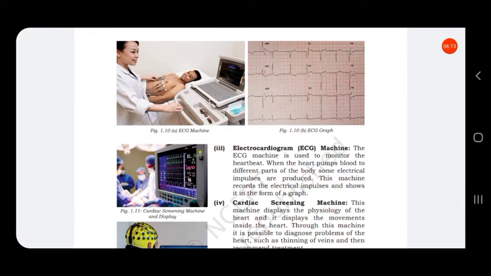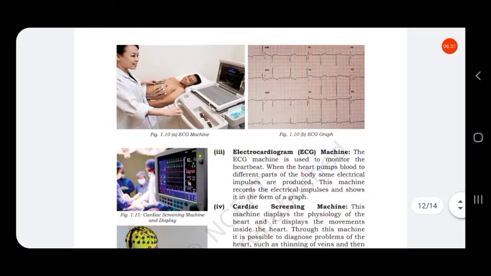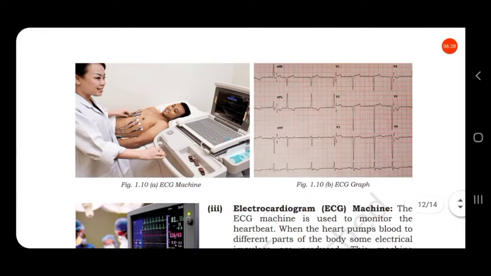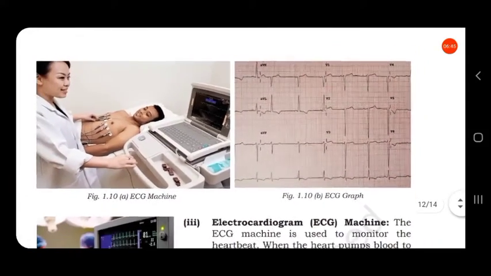The next one is the electrocardiogram, or ECG machine. The ECG machine is used to monitor the heartbeat. When the heart pumps blood to different parts of the body, some electrical impulses are produced. This machine records the electrical impulses and shows them in the form of a graph. So, the ECG machine records the impulses and it is shown in the form of a graph like this.